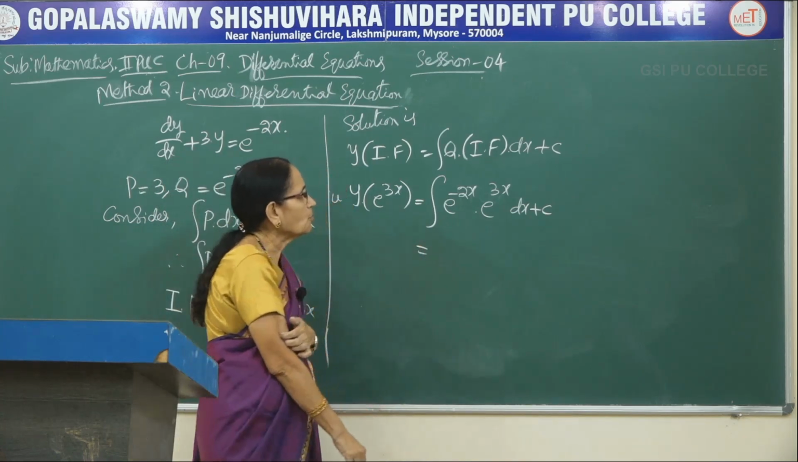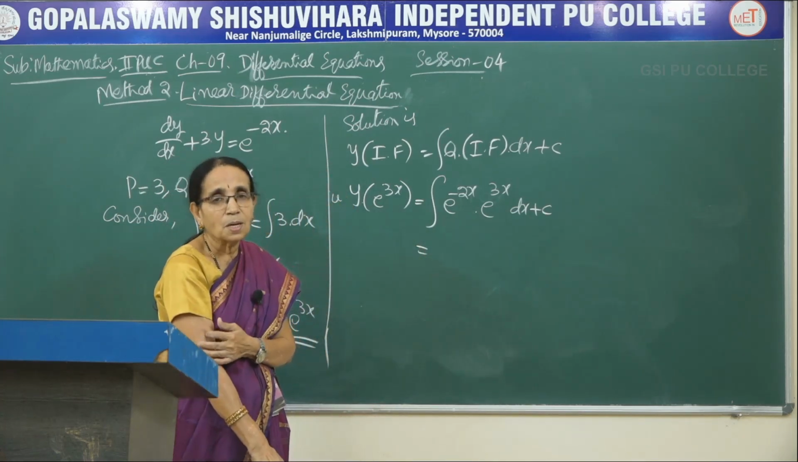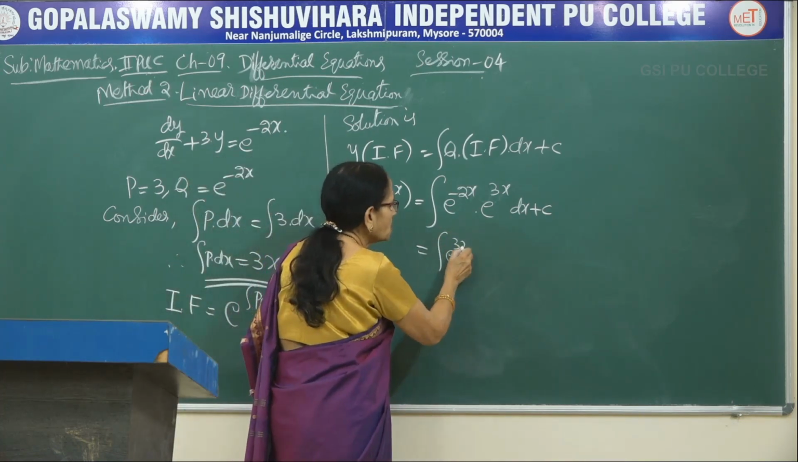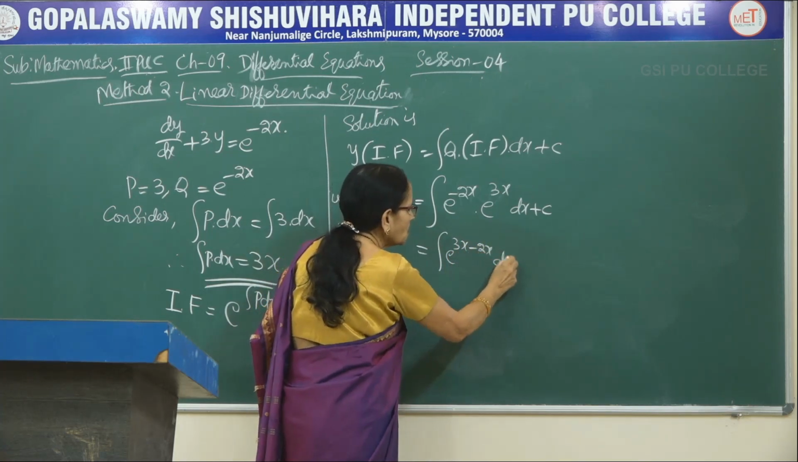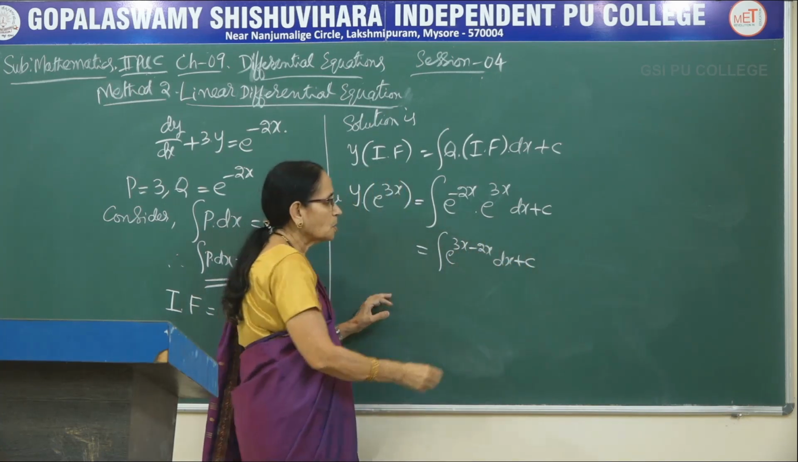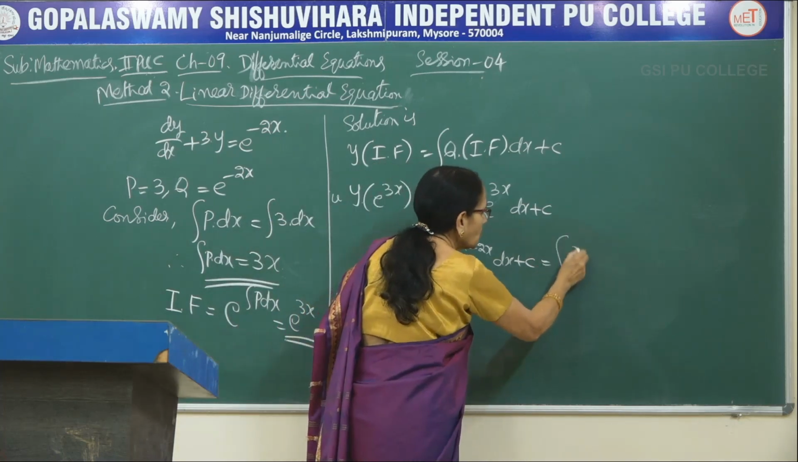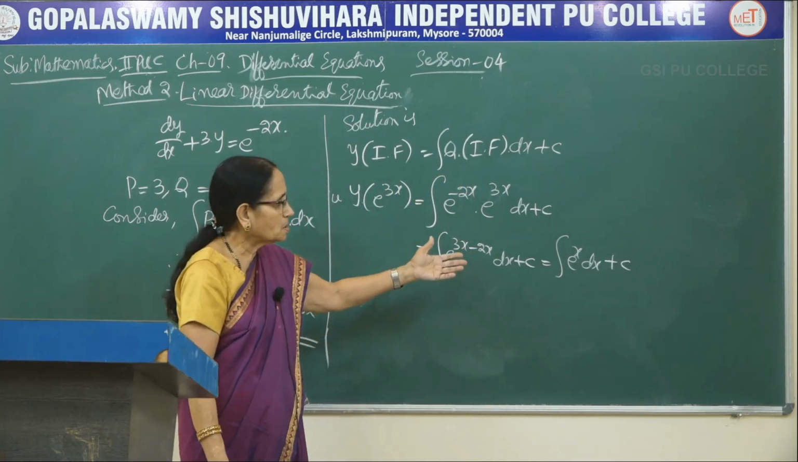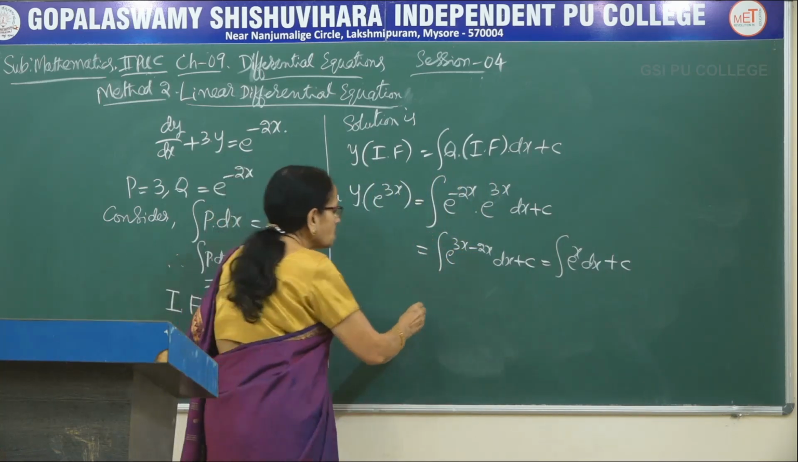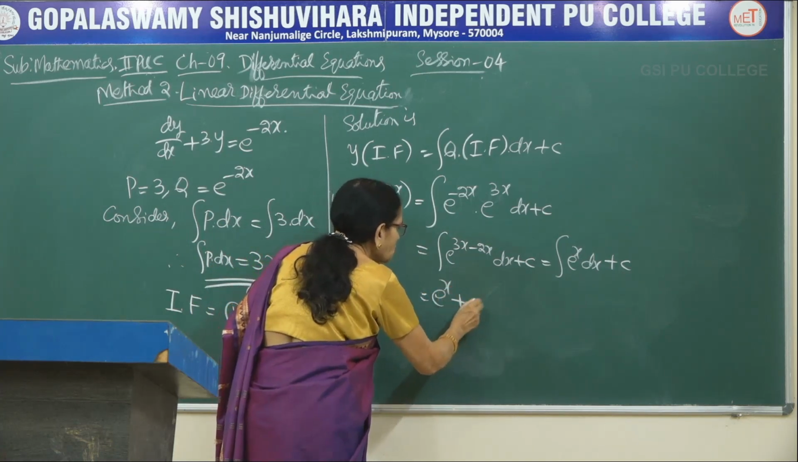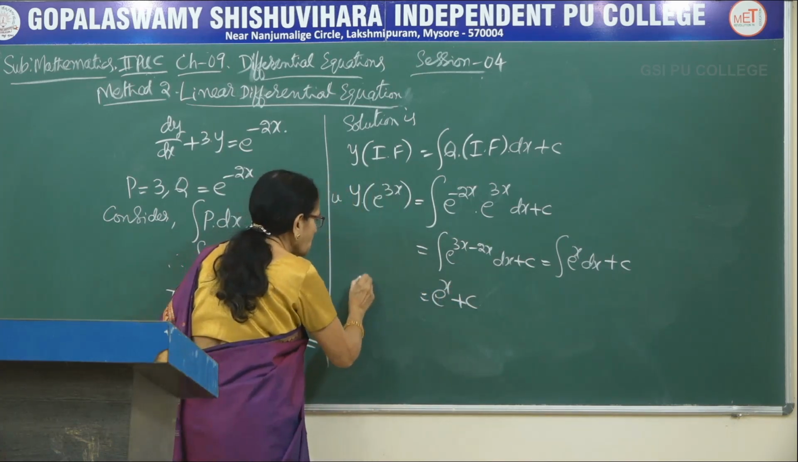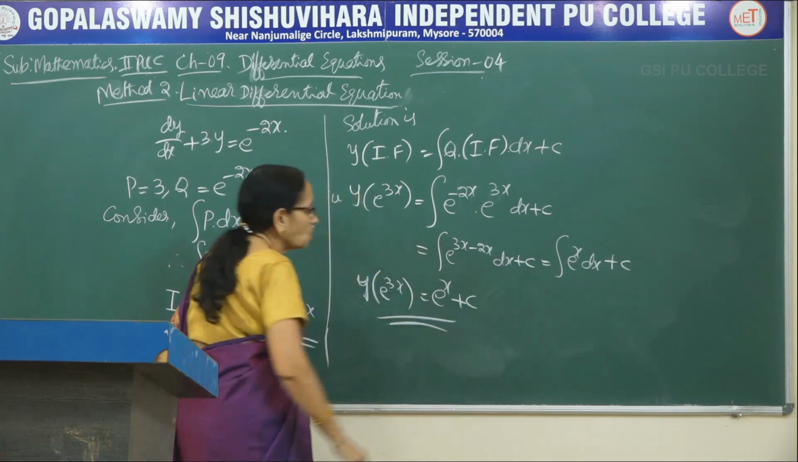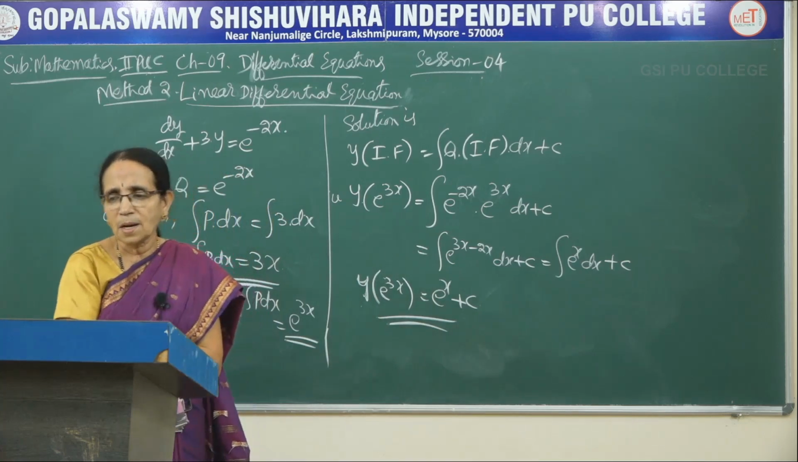Now here it is of the form a power m into a power n. That means we are using the first law of the indices. It is e to the power 3x minus 2x into dx. What is 3x minus 2x? It is e power x into dx plus the constant. See, we have got the basic function here. What is the integral of e to the power x? It is e to the power x plus the constant. So, y into e to the power 3x is equal to e to the power x plus the constant.